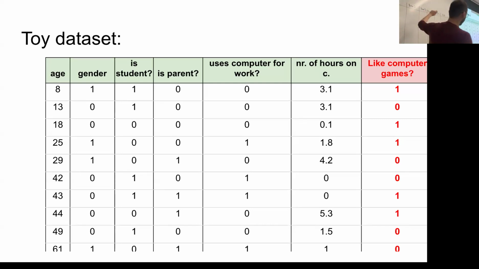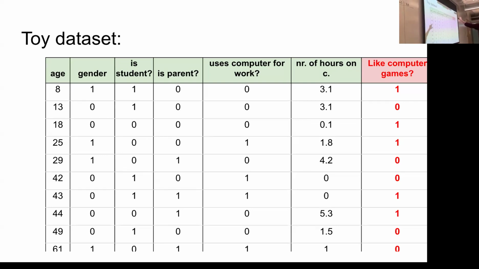Uh-oh. So let's do it now. Point 1 does not use computer for work, and the age is less than 29, so you would predict false. Oh, you predict true. Oh, I see. Okay. So this one is true, and this one is false, then, right? Oh, yes. So you predict true. Yeah, that's what I wrote, right? Okay.